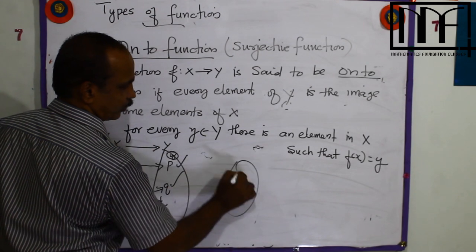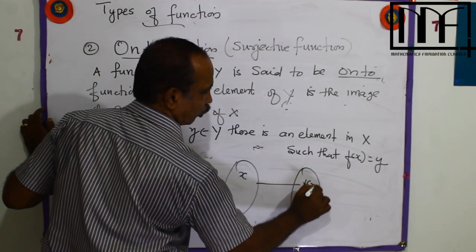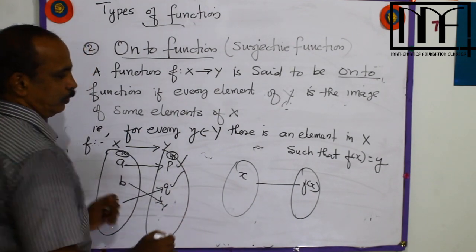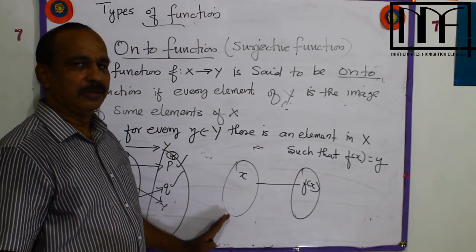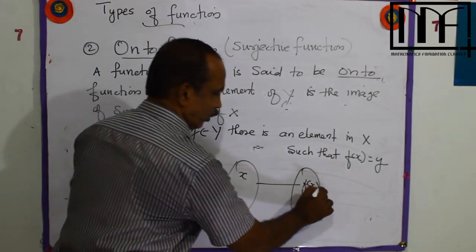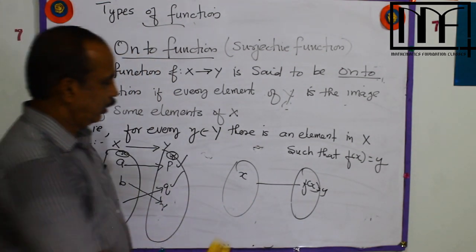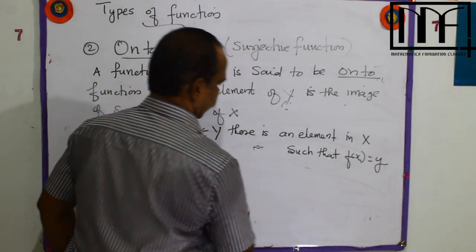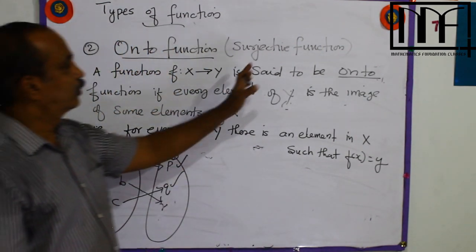For example, in the first set we take x, and the image in the codomain is called f(x). So x represents the elements in the domain, and f(x), function of x, which we also call y, is the element in Y. So it is called onto function, or surjective function.